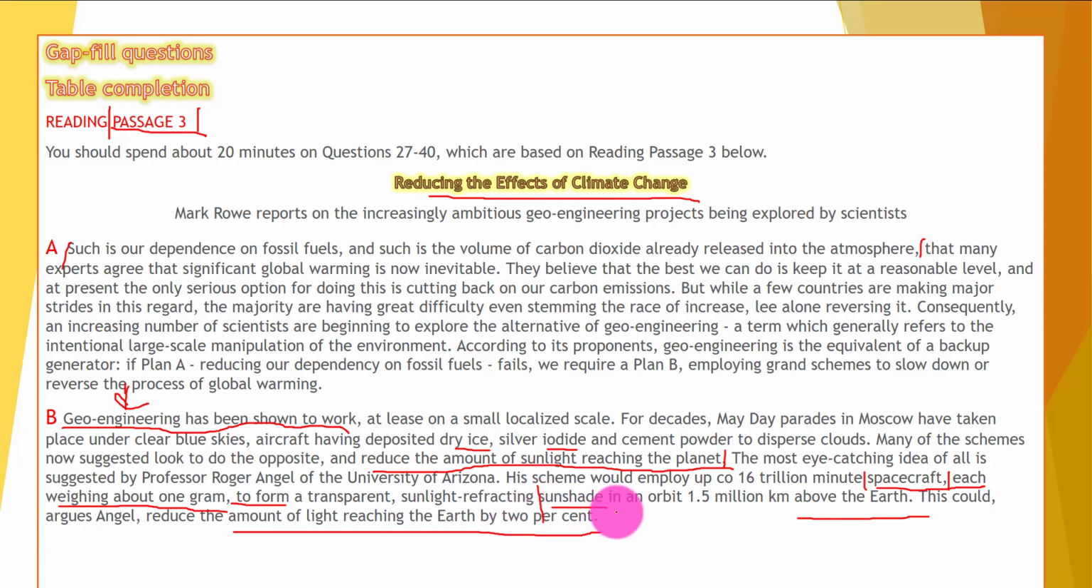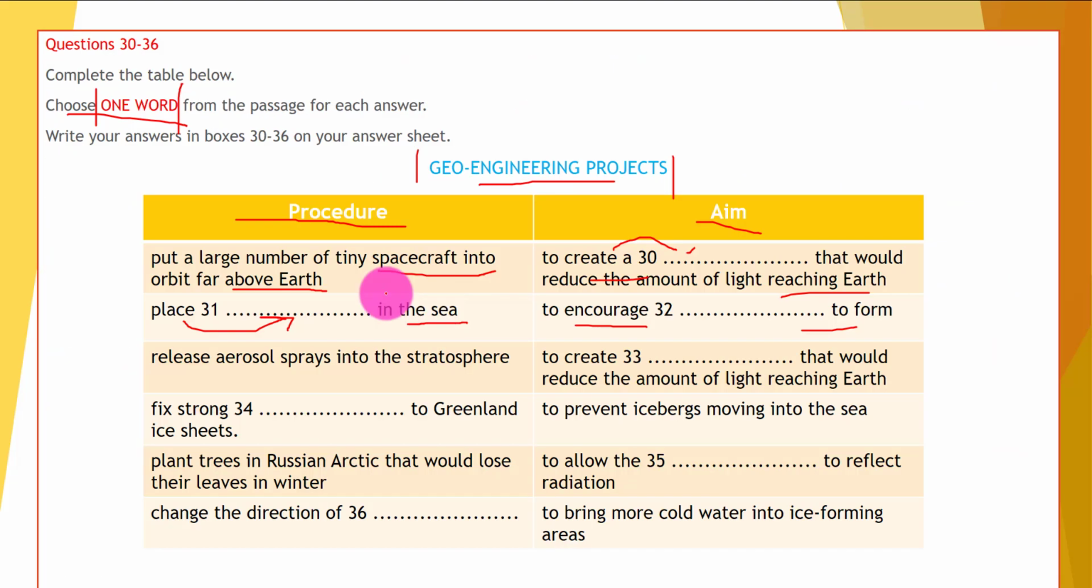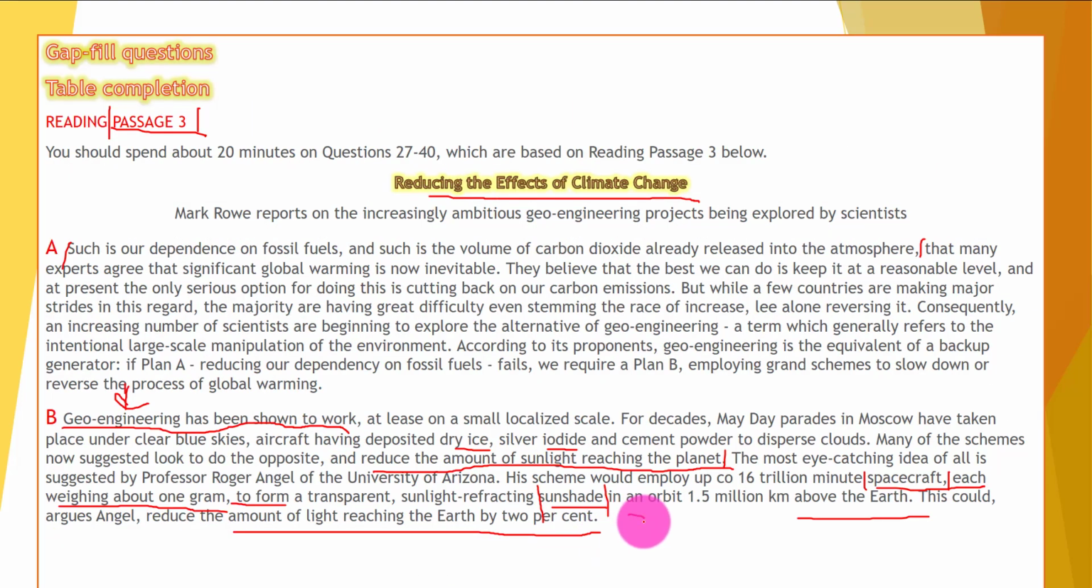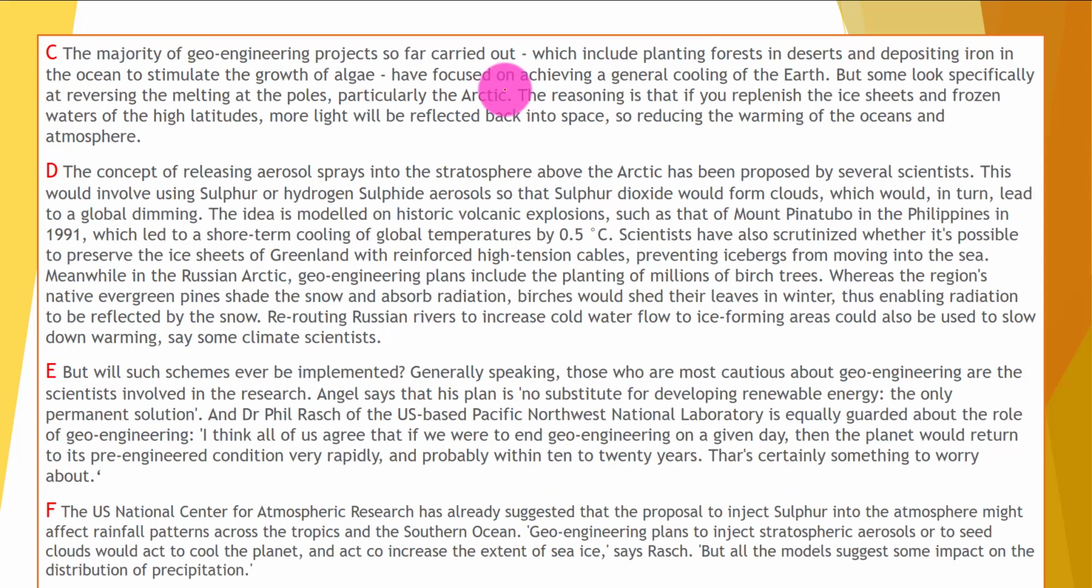And our answer is sunshade. We don't choose the adjectives transparent and sunlight-refracting. Our word limit is only one, and sunshade is our answer. Orbit far above Earth to create a sunshade that would reduce the amount of light reaching Earth. So that's our answer for question 30. Now let's go to our next slide. Okay, paragraph C. The majority of geoengineering projects so far carried out, which include planting forests in deserts and depositing iron. Okay, depositing iron in the ocean.